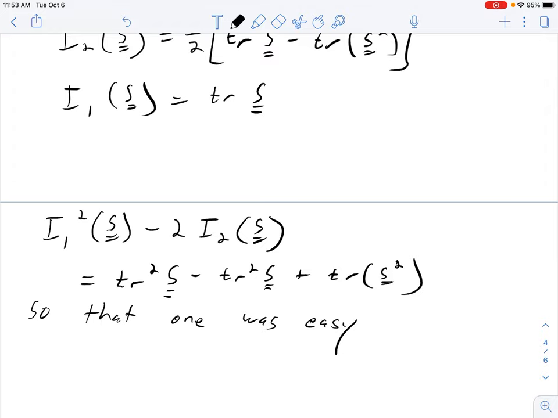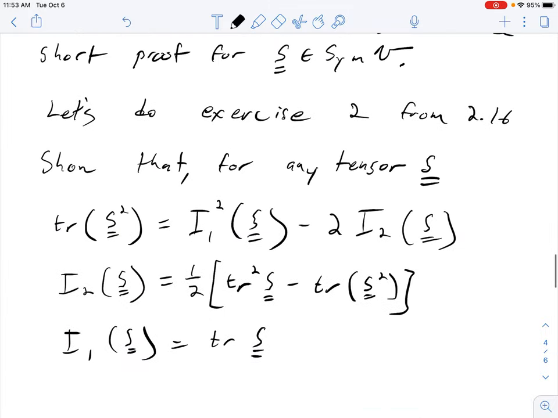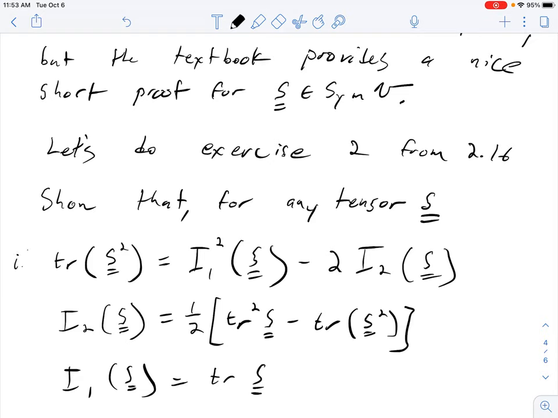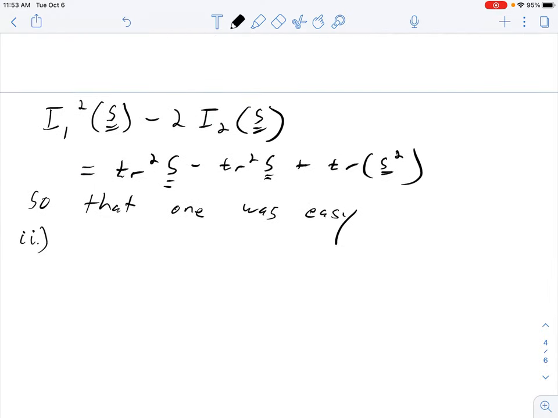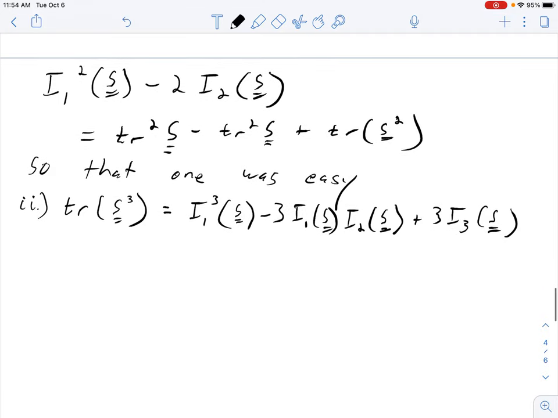And let's go on to the second half of that. Show that the trace of S cubed is equal to this expression, the cube of the first invariant minus 3 I1 I2 plus 3 I3 of S. All right, and so this one is restricted to the dimension of V equaling 3.